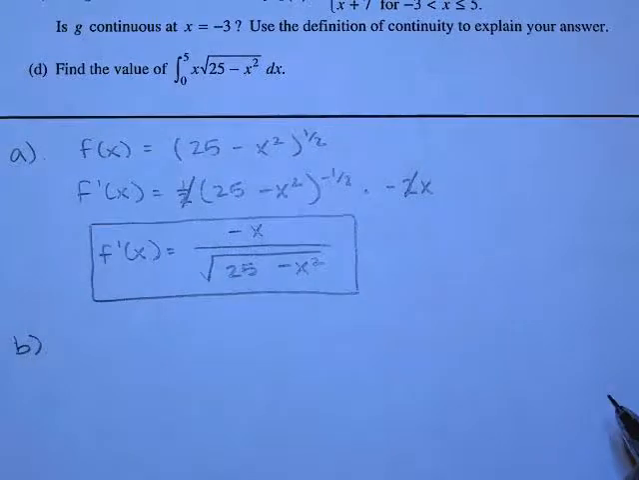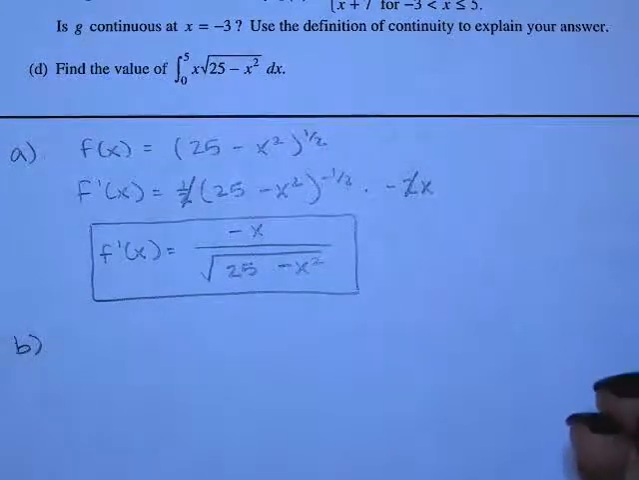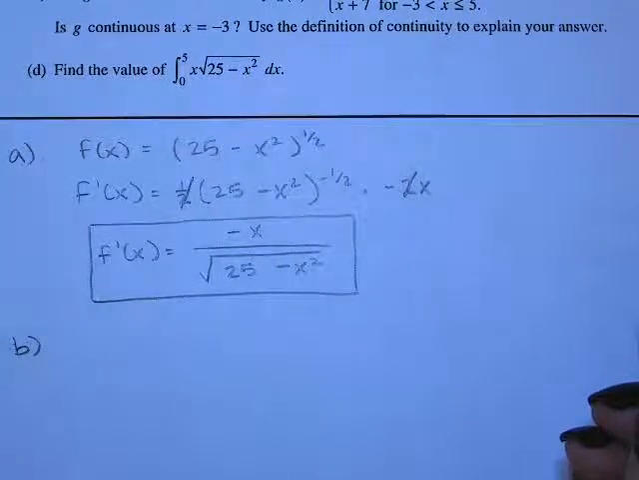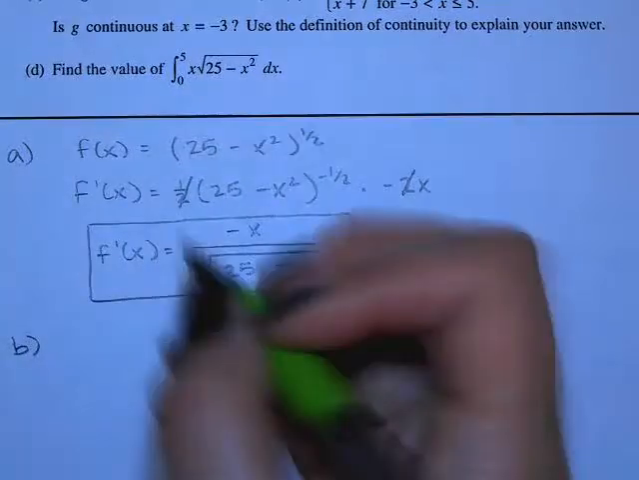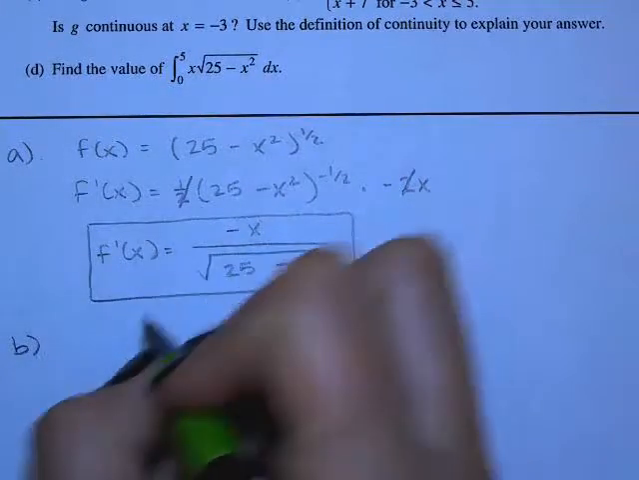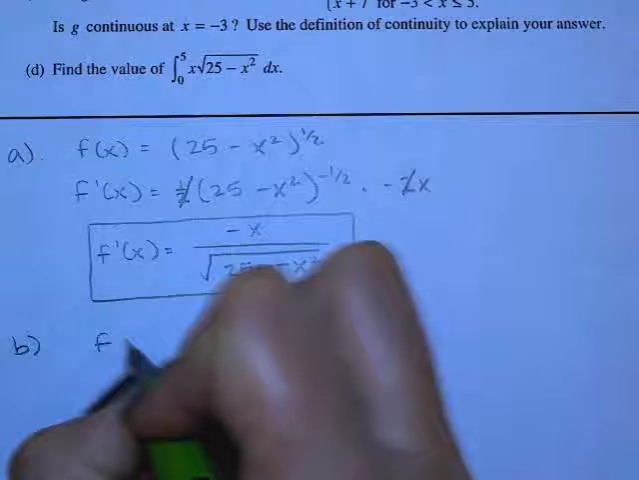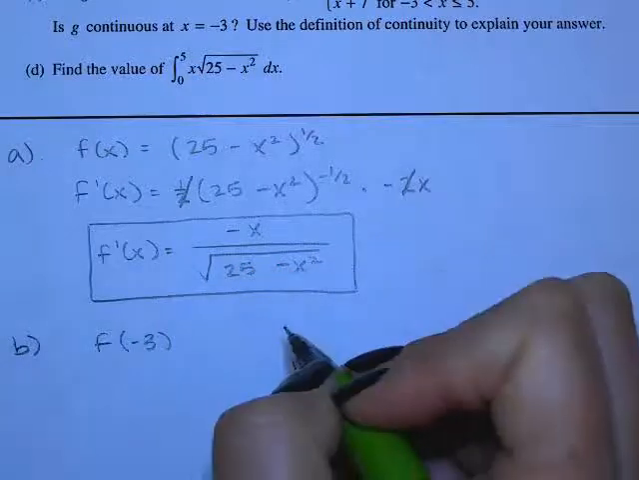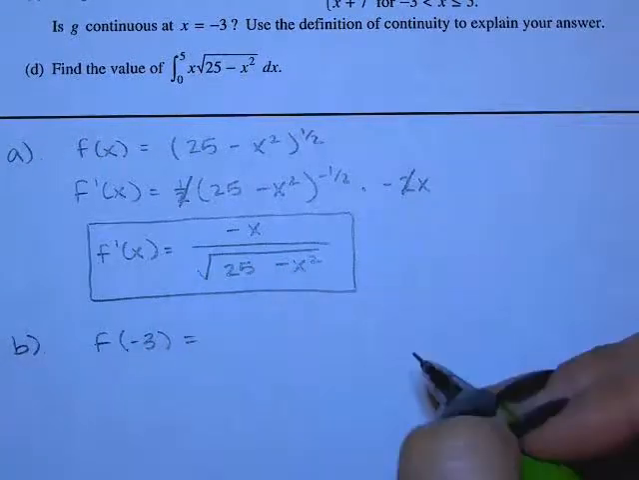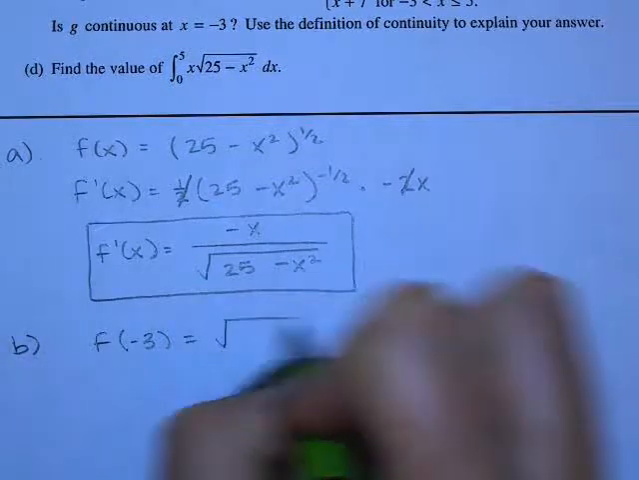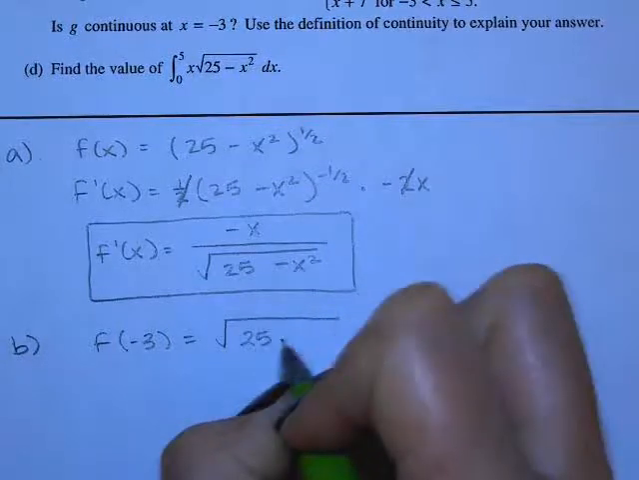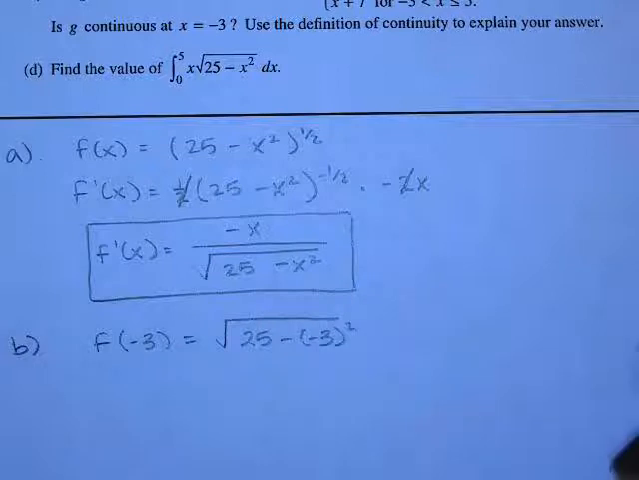Part B says write an equation for the line tangent to the graph. And so for a tangent line, I need to have the point and I need to have the slope at that point. So I know that I'm plugging negative 3 in for x. Plugging in negative 3, I've got the square root of 25 minus negative 3 squared.